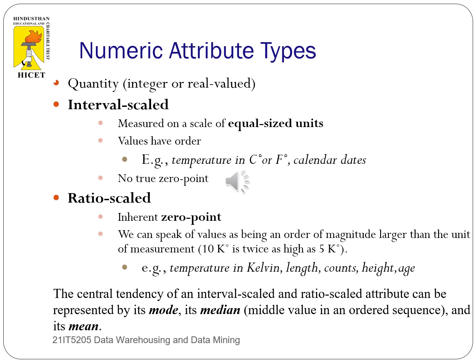Ratio scale has an inherent 0 point. We can speak of values as being an order of magnitude larger than the unit of measurement. Examples: temperature in Kelvin, length, count, height, age. All these can be called examples of a ratio scaled attribute. The central tendency of an interval scaled and ratio scaled attribute can be represented by its mode, its median, and its mean.